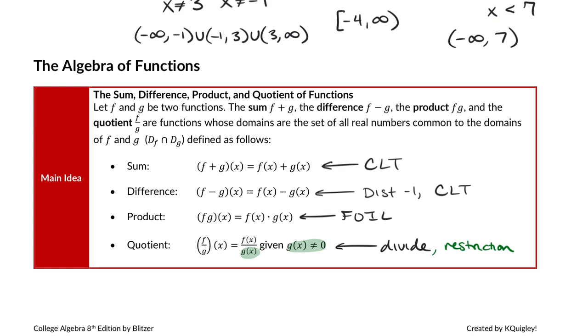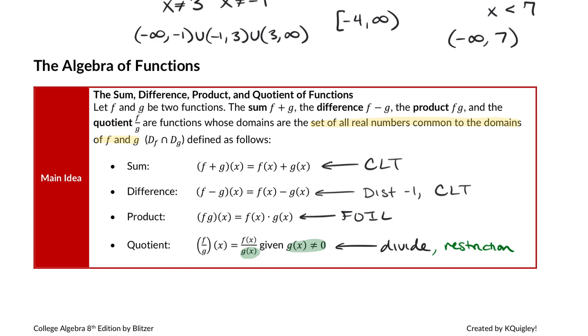Okay, the one other thing we're going to highlight in this little section before we flip it over is that the domains for the combinations of these functions are the set of all real numbers common to the domains of both f and g. So if there's a restriction in f or g, that restriction is continued in the combination, which you won't see that often happening. So let's see what it looks like to do these sorts of things.